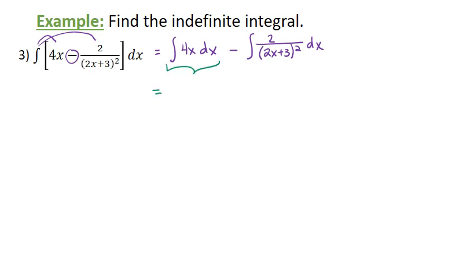Integrating this, I simply get 2x squared. Easy peasy. Now over here, this is going to take a little bit more work. I think it might be helpful to rewrite this in a little bit of a different way. So if I rewrite this, let's write this as the integral of 2 times the quantity 2x plus 3 to the negative power of 2 dx.